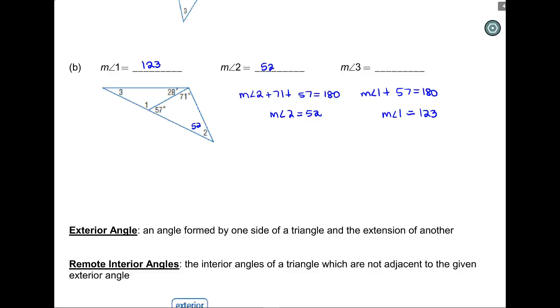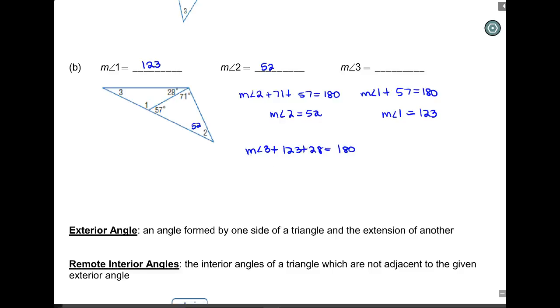Because we have one big triangle, we could do angle 3 plus these 2 combined plus this one has to be 180. Or you could just do the small triangle: angle 1, which is 123, plus 28 plus angle 3. Either one will get you the same result. So we have angle 3 plus 123 plus 28. Raise your hand if you have the measure of angle 3.